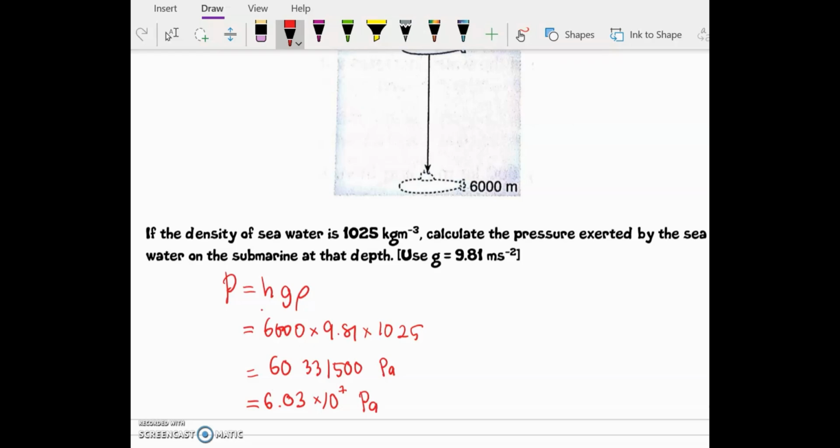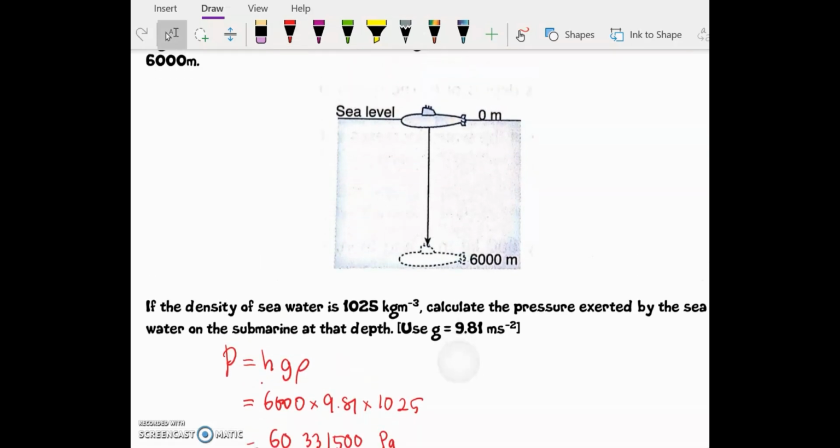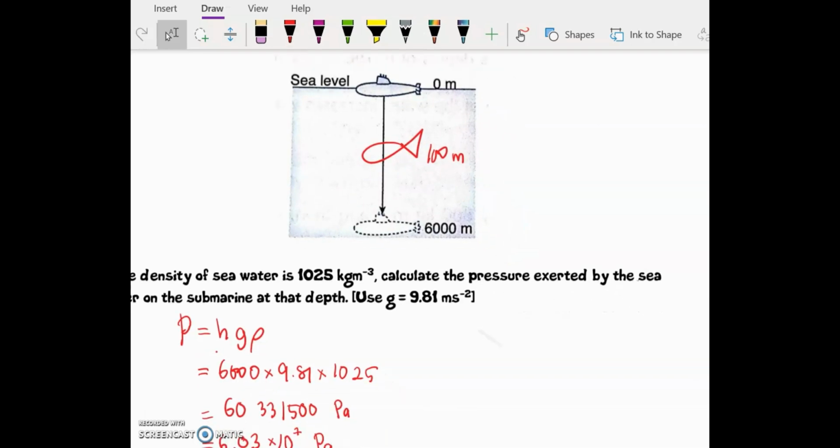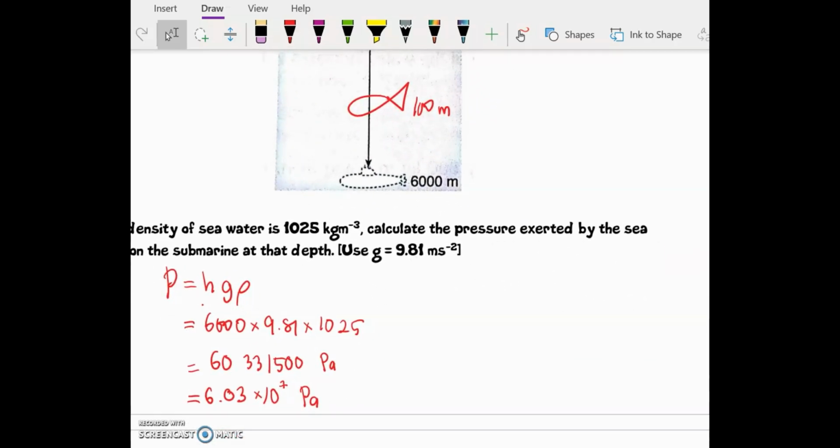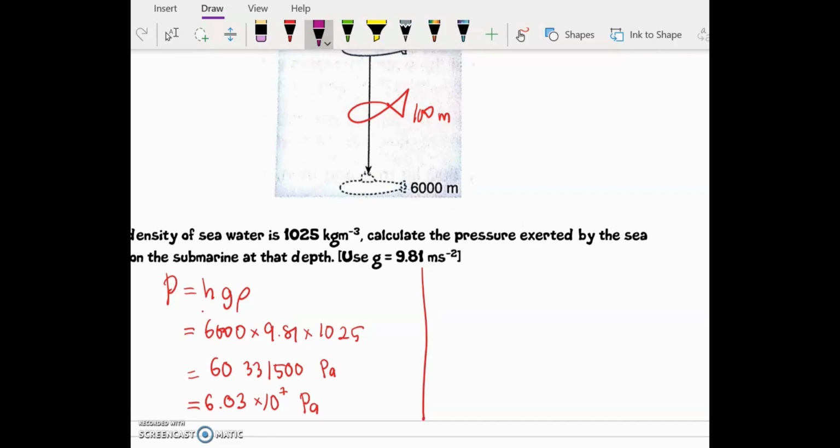So from the answer, we know that as the depth from the surface of the water increases, the pressure will increase. So let's say the submarine rises to a depth of maybe 100 meter. You are required to find the pressure acting on the submarine when it is 100 meter below the surface of the water.